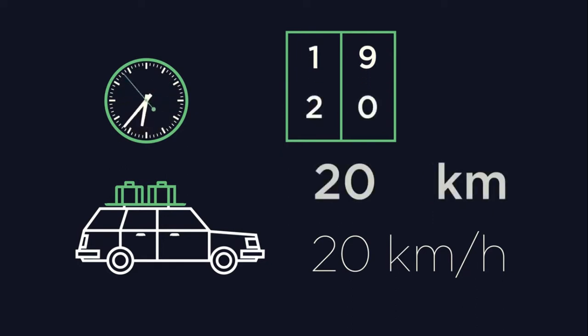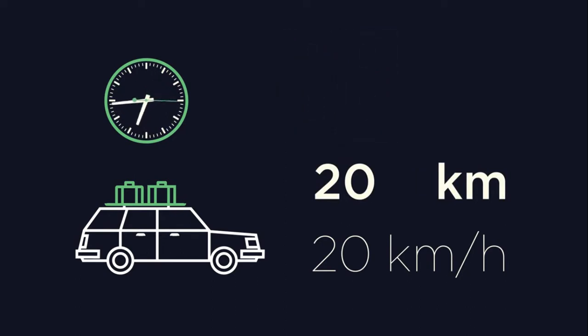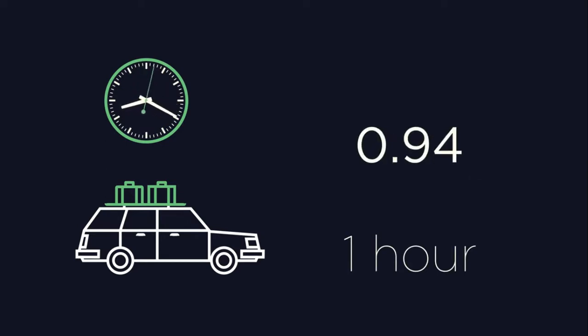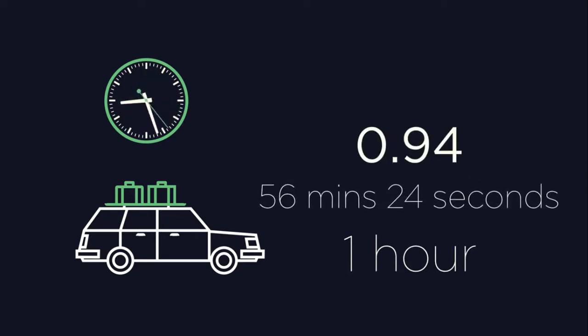Now if we look at our values, we have a distance of 20 kilometers, a speed of 20 kilometers per hour, and using distance over speed, we get a time of 1 hour. The exact value would be 0.94, which is 56 minutes and 24 seconds, so our approximation is not far off.